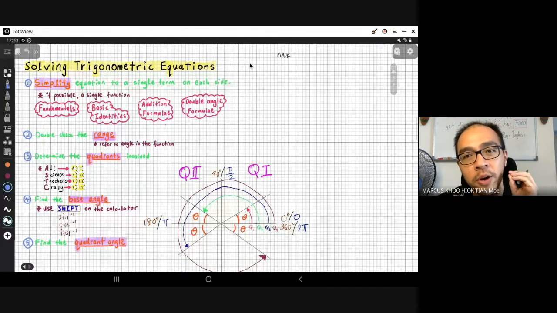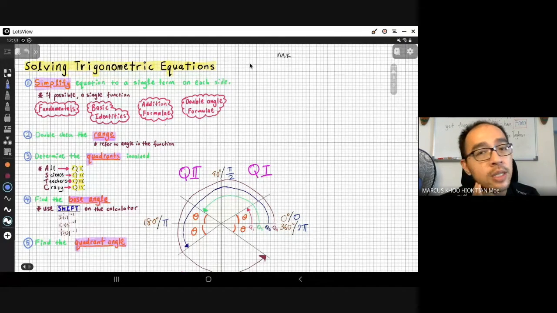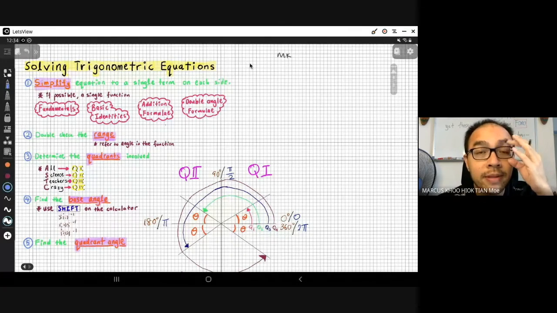But today, we're going to incorporate the first step, which is to simplify an equation to a single term on each side, if possible. Most of the time it's possible, but there are some times that it is not possible. We want to simplify it to a single function.